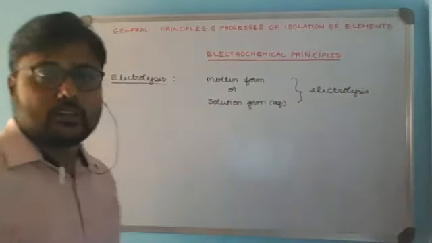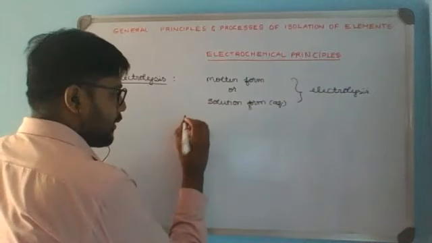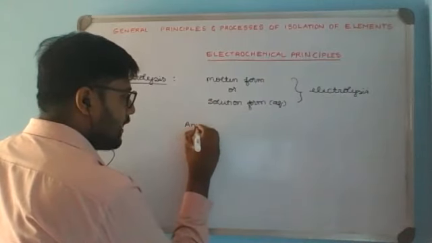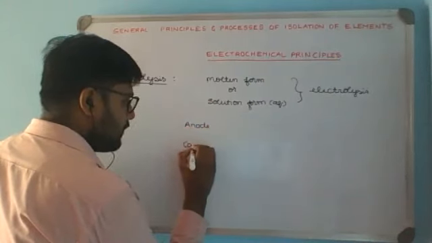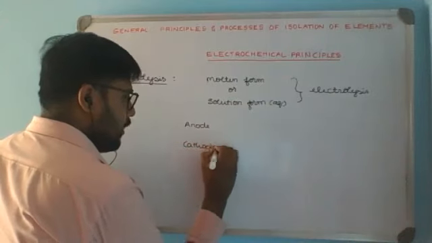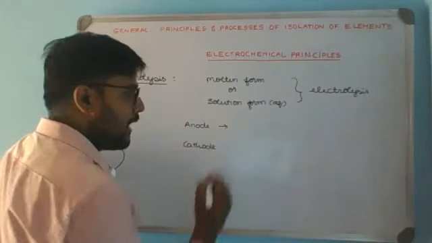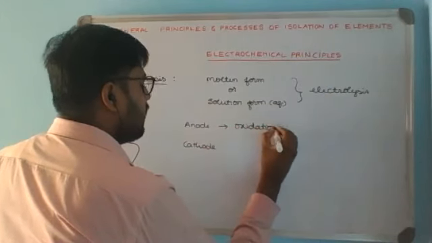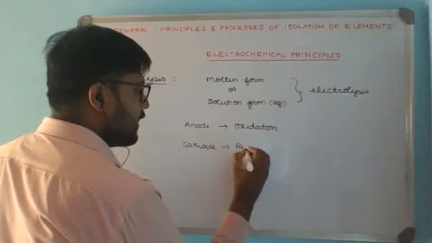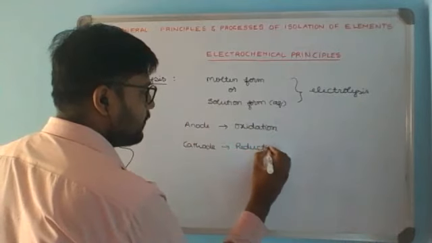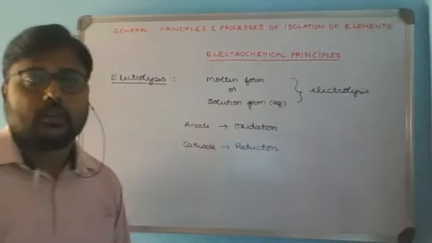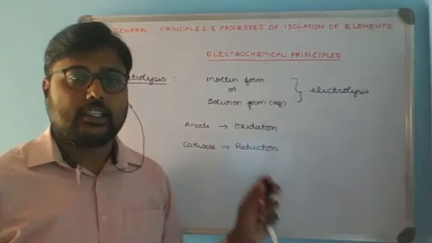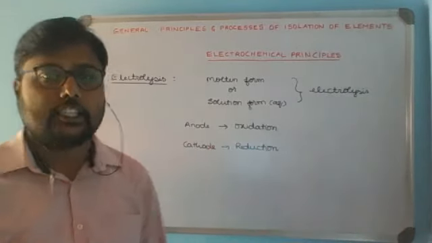So during electrolysis, near the electrodes, there is an anode and a cathode used in the process. Always near the surface of the anode, oxidation takes place, and on the surface of the cathode, reduction takes place. So at the anode, oxidation takes place, and at the cathode, reduction takes place.